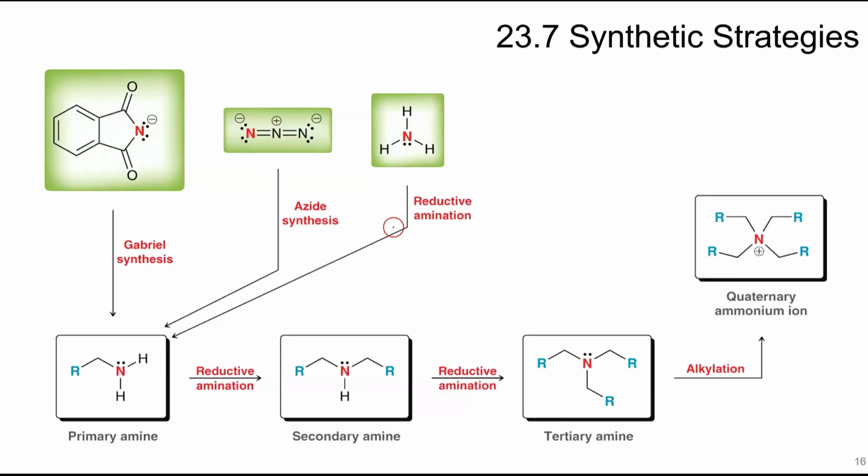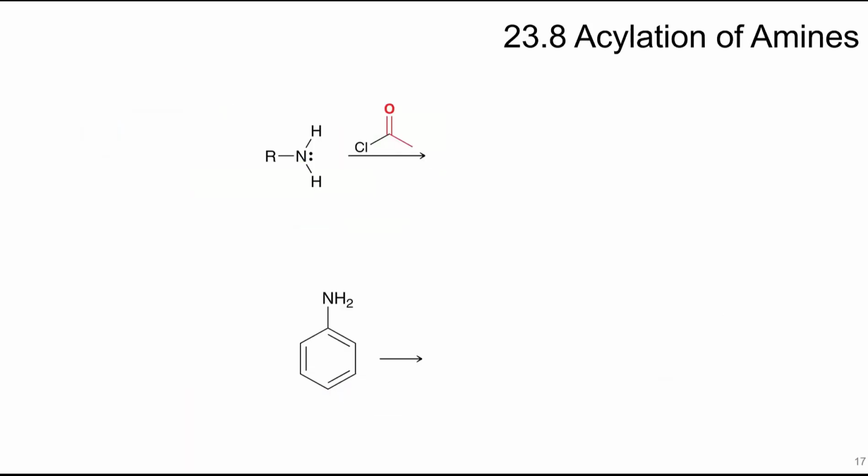So we can see these different things come into play here. Once you form a primary amine, you can do reductive amination with something else to form a secondary amine, and then do a tertiary amine, and then you can alkylate doing quaternary ammonium ions. We can acylate amines.